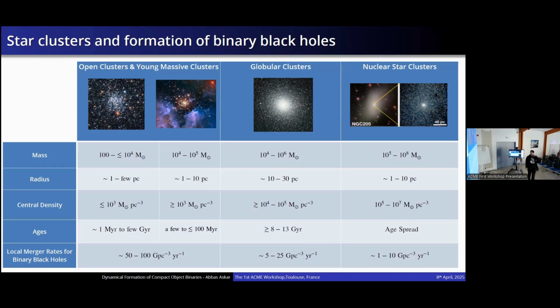And often these nuclear star clusters coexist with a supermassive black hole, and that can also play an interesting role in the dynamics of forming compact object binaries.